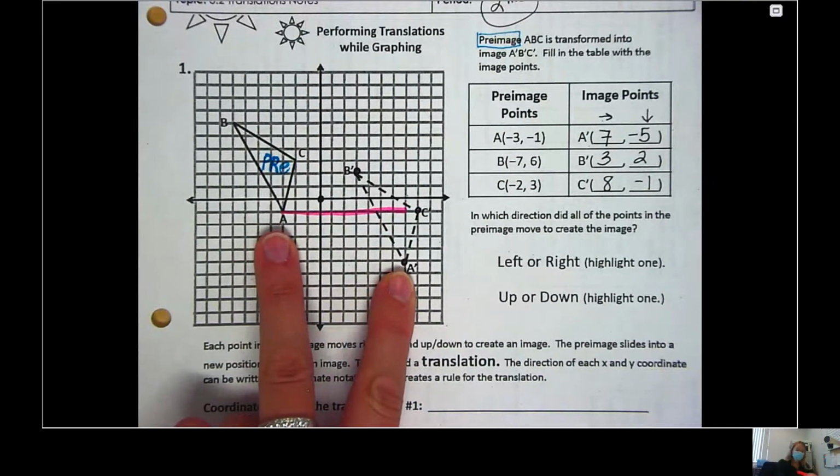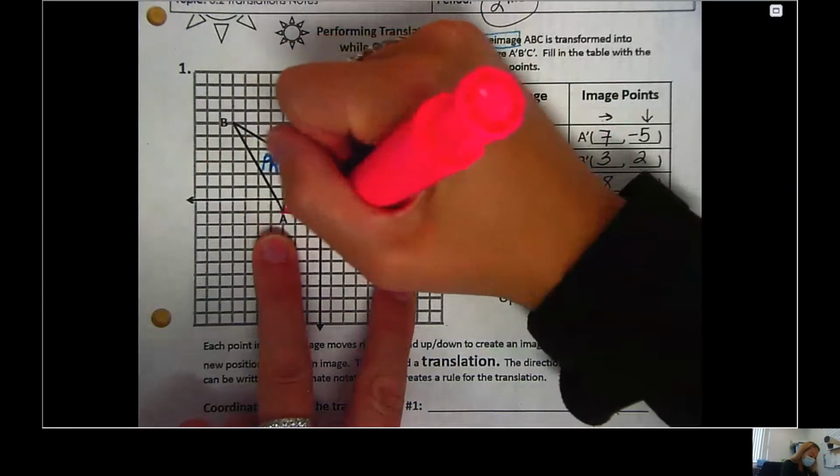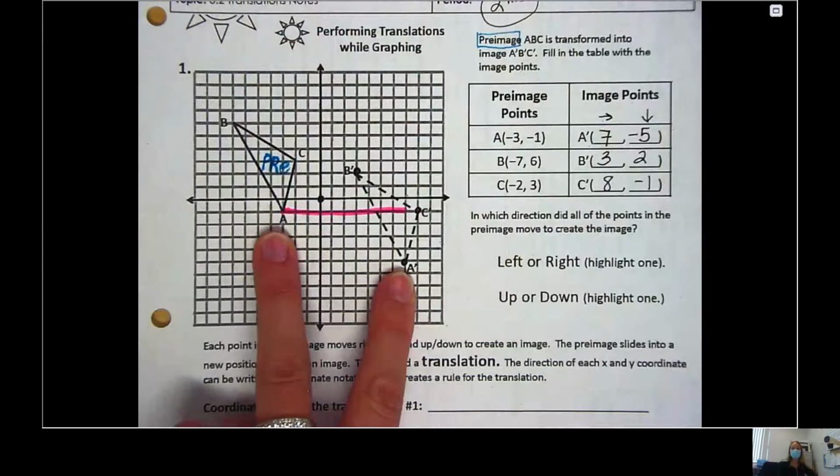Okay, now count those boxes. How many boxes did you move to the right? So how many boxes are colored now in your first color? 10. Okay, so I went 10 units to the right. We're going to check and make sure all of ours went 10.